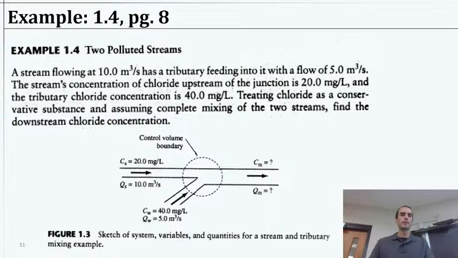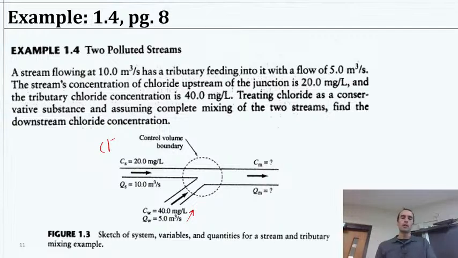Okay, so take a couple minutes and look at this problem. I'll read it to you and make a note and then give you a couple minutes. So we have a stream flowing at 10 cubic meters per second, has a tributary feeding into it with a flow of 5 cubic meters per second. That's this tributary here. The stream's concentration of chloride upstream, that's Cl minus if you care, is 20 milligrams per liter, and the tributary chloride concentration is 40 milligrams per liter. So we have some stream that has a little bit higher salt concentration, essentially, coming in.